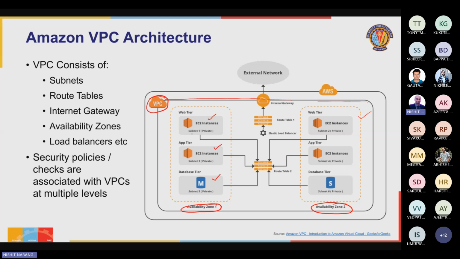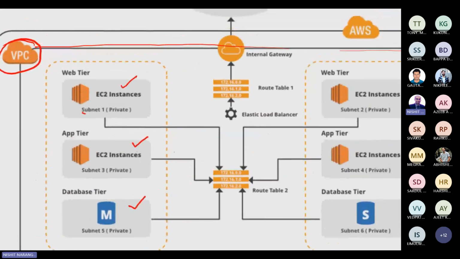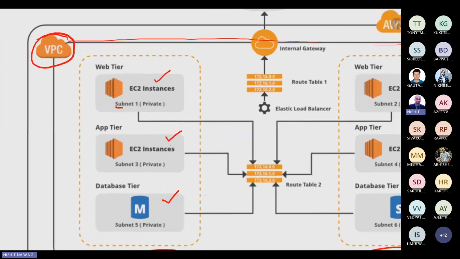But this is one subnet. Let me blow it up a little. I'm not sure if you can see it. Yeah, so let me blow one of them up first. So this is one architecture. This is subnet 1. I have created a subnet within my VPC on availability zone 1, and I'm saying all the VMs, virtual machines, running the web tier are part of subnet 1. And they communicate amongst themselves using private IP addresses.